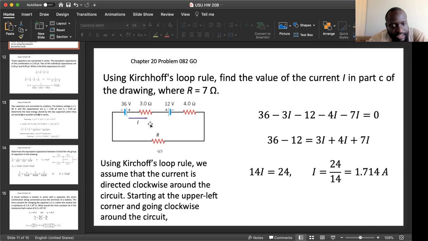All these are going to be minus all the time, so long as my loop direction is the same as my current direction. If I choose my loop direction and current direction opposite, maybe if I have multiple loops, then I have to put plus instead of minus for these. That's the only case. So I'm going to have 36 minus 3i minus 12 minus 4i minus Ri, where R is 7, minus 7i equals 0. So here I just solve: 36 minus 12 equals all these sum together. 14i equals 24, I is 24 over 14, 1.714 amperes. So this is how you use Kirchhoff's loop rule to solve problems, basically.